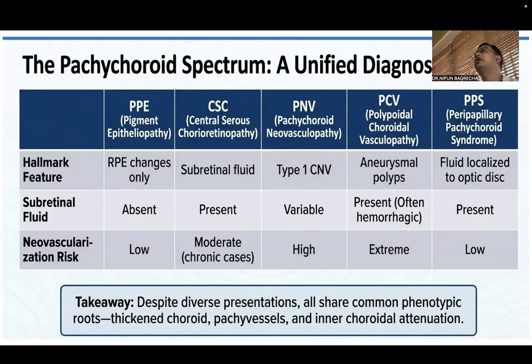Now comes the continuum. When the fluid accumulates, it will come to central serous chorioretinopathy. When there is ischemia, VEGF will form, which causes pachychoroid neovasculopathy, and when it further progresses, it causes pachychoroid choroidal vasculopathy. When it is near the disc, there is another spectrum called peripapillary pachychoroid syndrome.